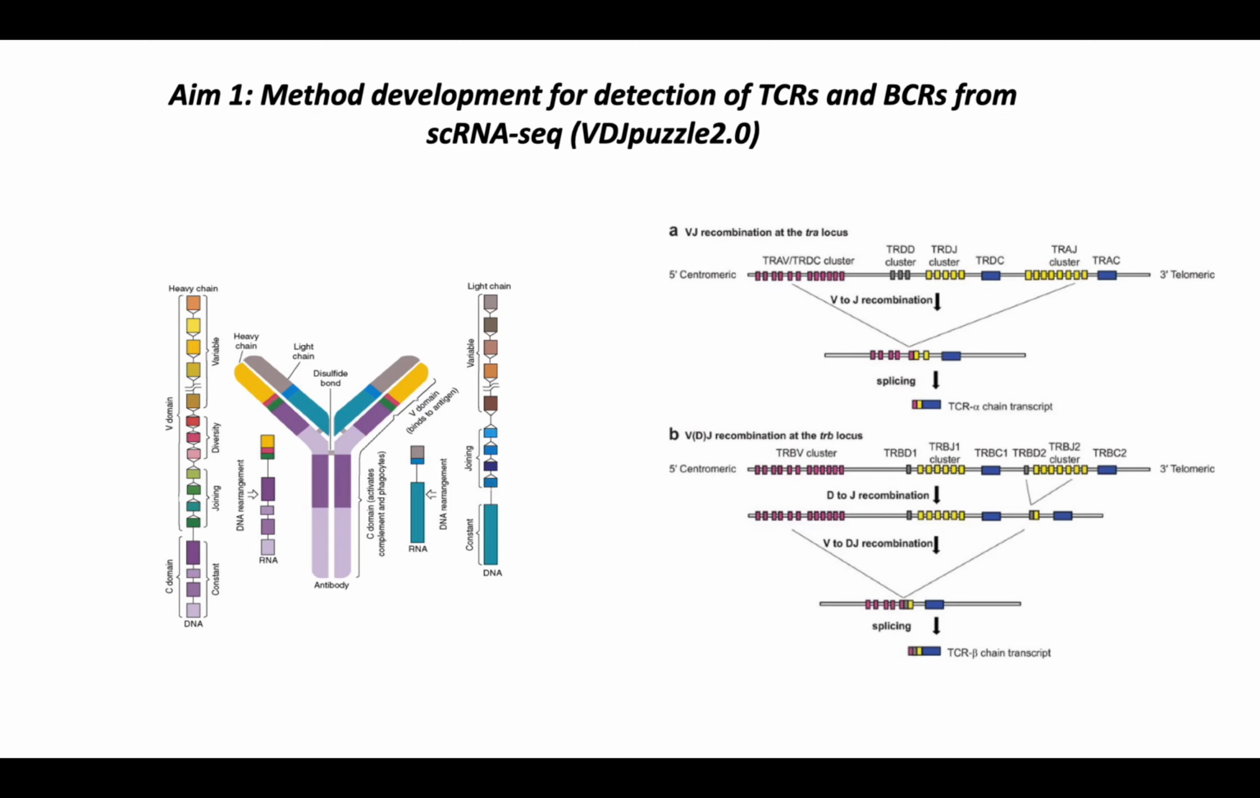So for that, we developed a method called VDJPuzzle. We had heavy chain and light chain on the surface of B cell receptors, and VDJPuzzle can isolate these alpha, beta, gamma, delta receptors from T cells, and heavy and light chains from the B cell receptors, using single cell technologies from paired end reads. In the case of the heavy chain, we have a variable segment and the constant segment, and we can identify the isotypes from the constant segment.